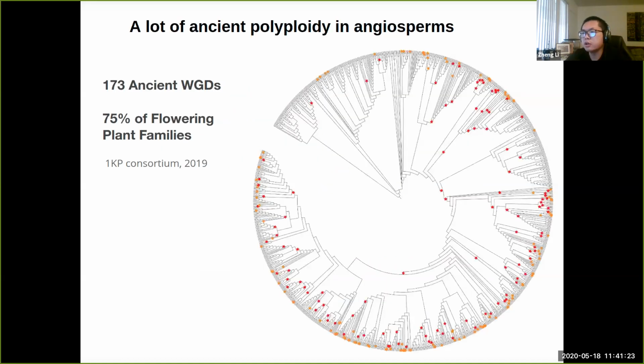Especially in flowering plants, we know that there's lots of ancient polyploidy going on. From our most recent study from the 1KP 1000 plant transcriptome project, we inferred 173 ancient whole genome duplication events across the flowering plant phylogeny, and we estimate about 75% of flowering plant families have ancient polyploid origin.